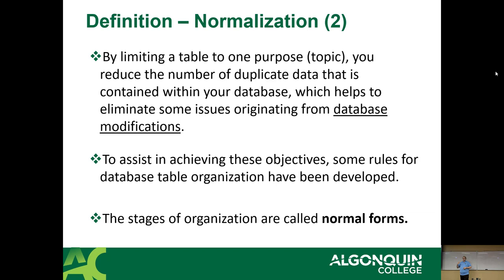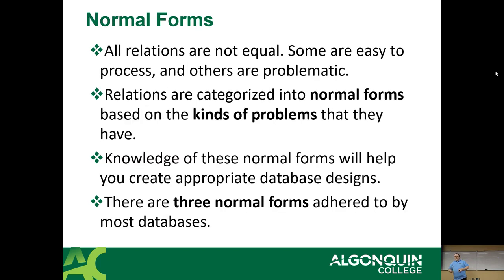So basically, when you're normalizing, there's certain stages, and those stages are known as the normal forms. A normal form, it's not all database tables, relations, entities are equal. Some are easy to process, some are problematic. The different relations or entities are categorized into normal forms depending on what kind of problems they have. And once you understand what the normal forms do, it'll help you create decent database design.